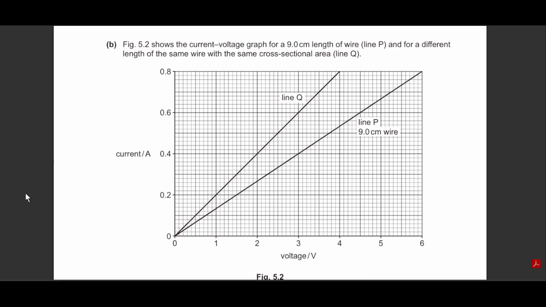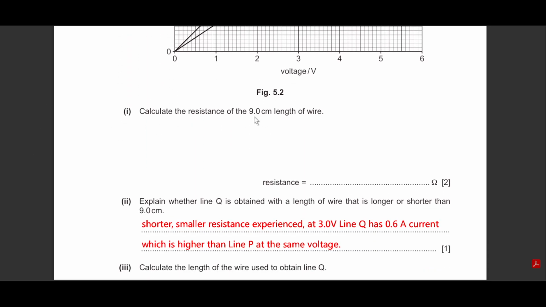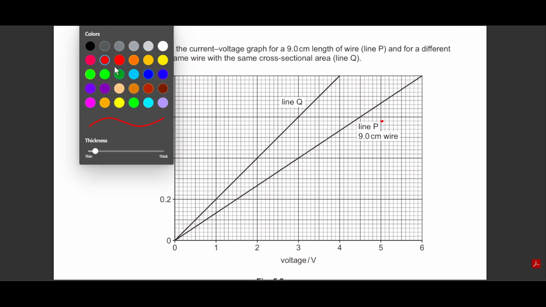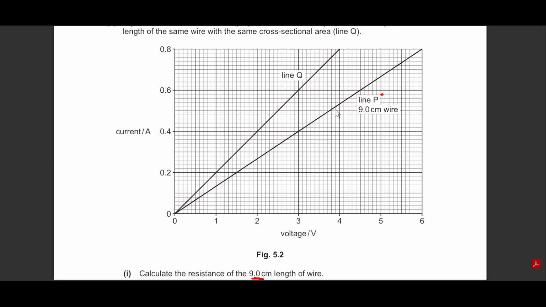Part B with graphs. Okay, calculate the resistance of the 9 centimeter length of wire, which is line P. You can choose any coordinate on the graph, but what I would advise you is to choose a coordinate that's already exactly on the coordinate. So there are a few options that you could have tried. This is 4 and 3. This coordinate is exactly passing from the point. And the last coordinate 0.8 and 6, which is this one, which will also give you the right answer.